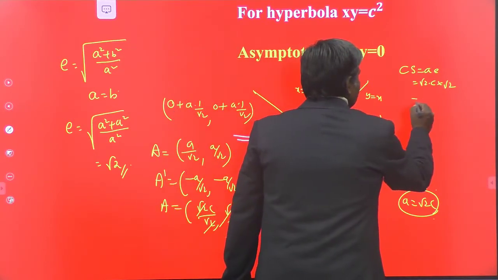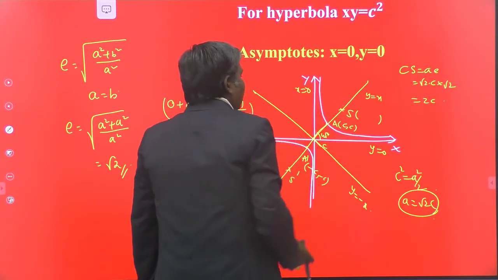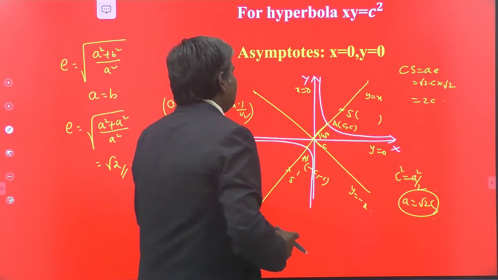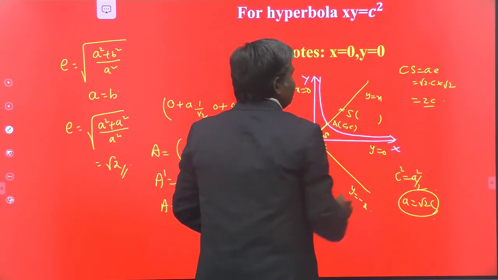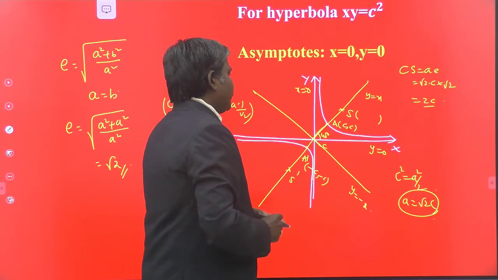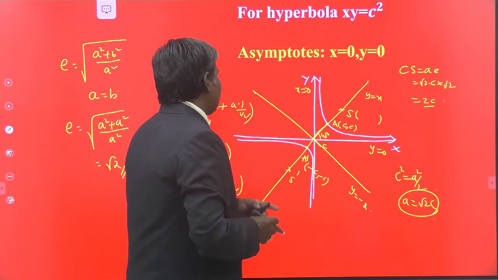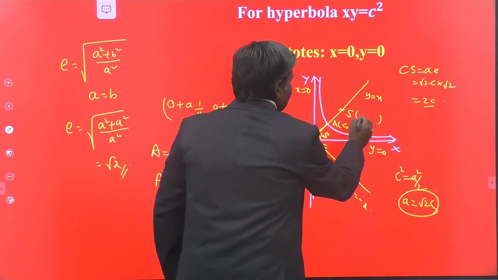So what is the value of CS? That is 2c. So what are the coordinates now? Coordinates of S: the distance from here to here is what? ae. The ae distance is 2c. Now x = x1 + r cos θ, y = y1 + r sin θ. By using that, we have (2c, 2c).